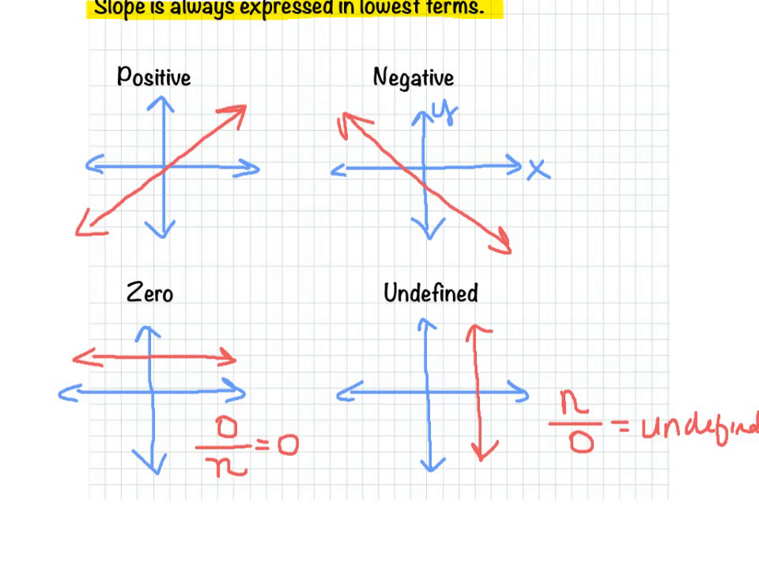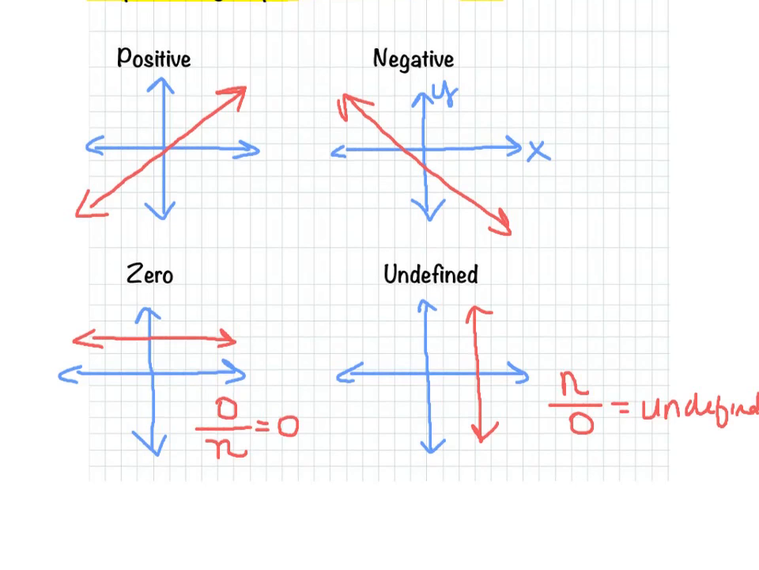Okay? So again, if your line goes up from left to right, the slope is positive. If your line goes down from left to right, your slope is negative. If you have a horizontal line that has no rise at all, your slope is 0. And if you have a vertical line that has absolutely no run, the slope is undefined.